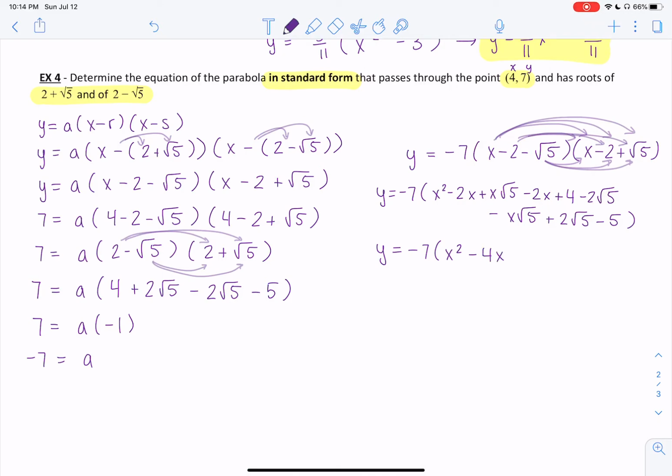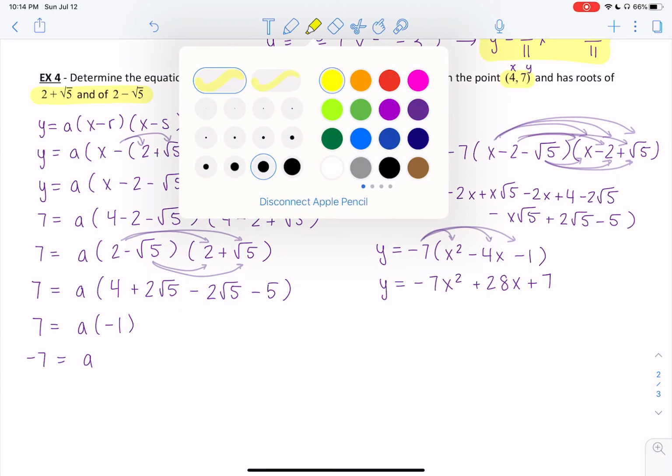Our x root 5 and our negative x root 5, those two will cancel. And then we have 4 minus 5, which is negative 1. And our negative 2 root 5 and our positive 2 root 5 cancel. So we're left with this. Now let's multiply in that negative 7. It looks really complex for a moment, but it does simplify itself out. And that is our final answer.